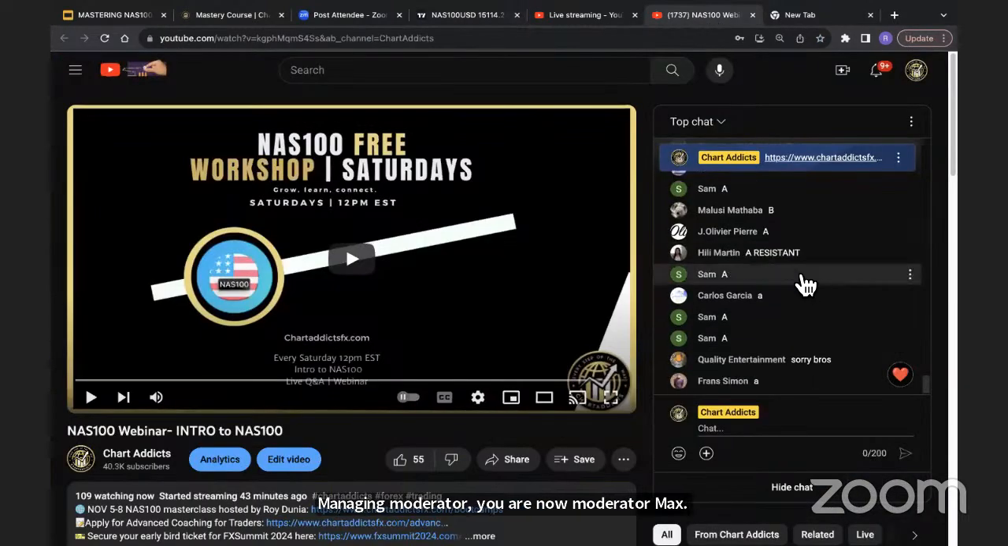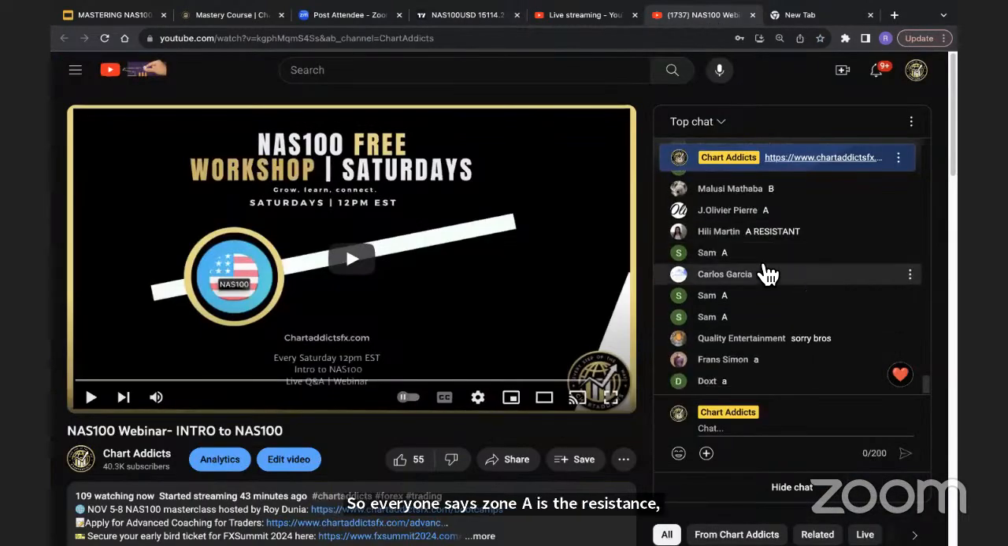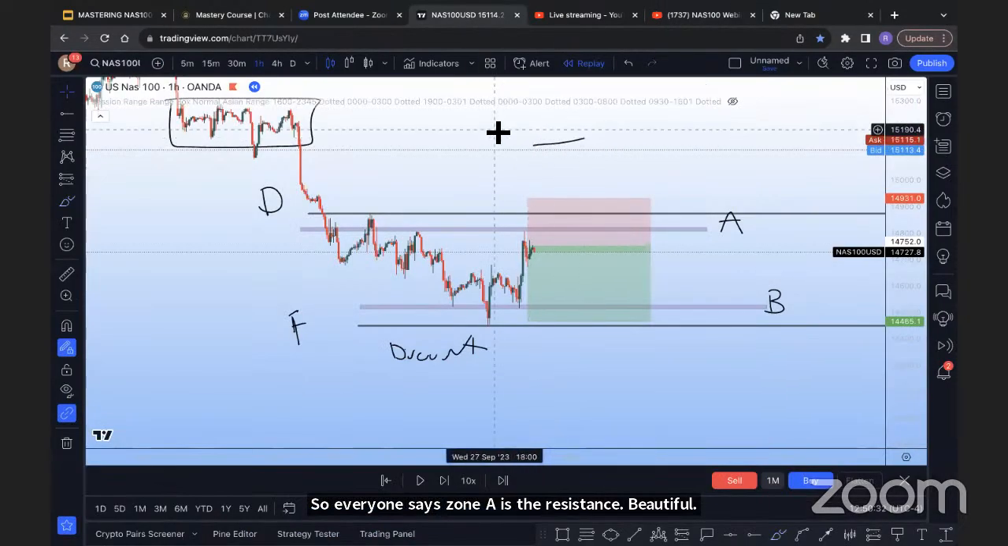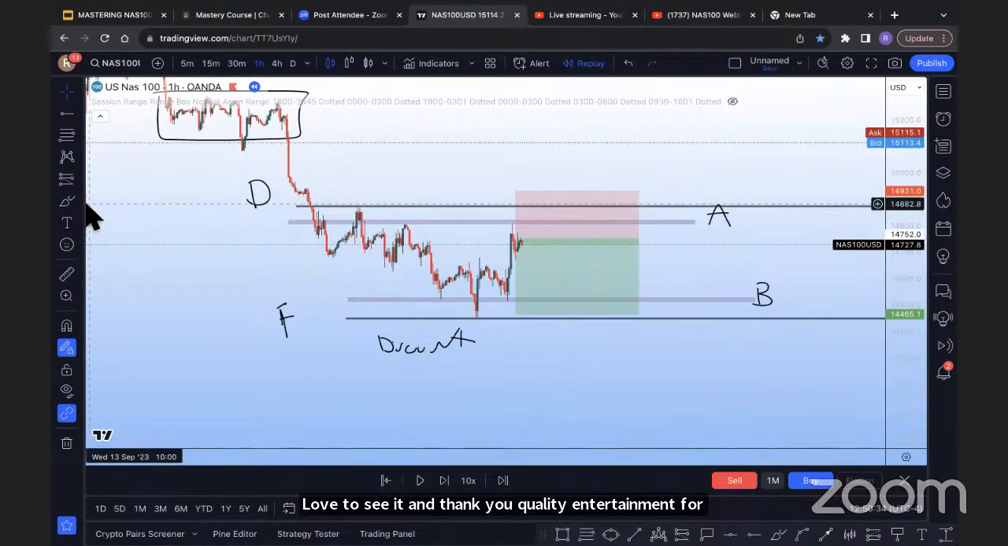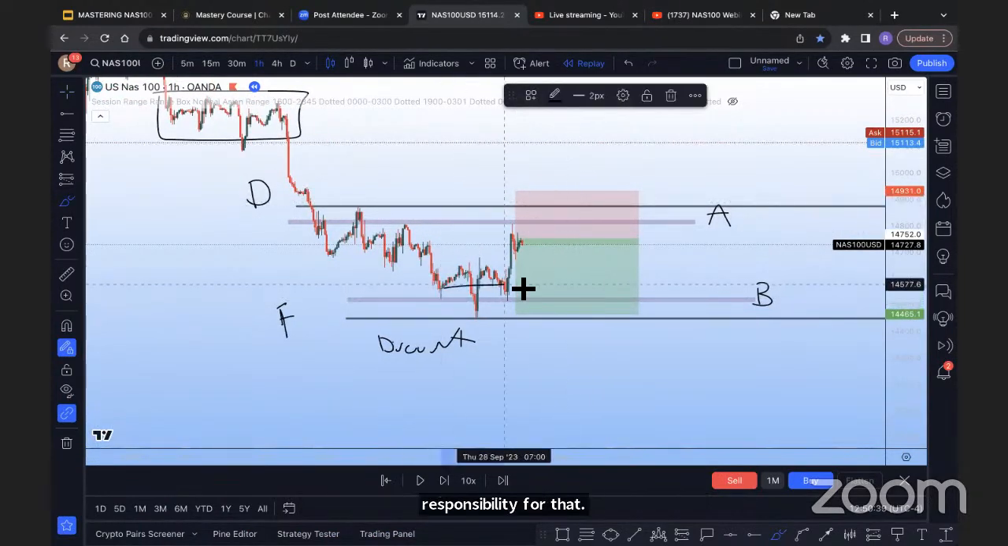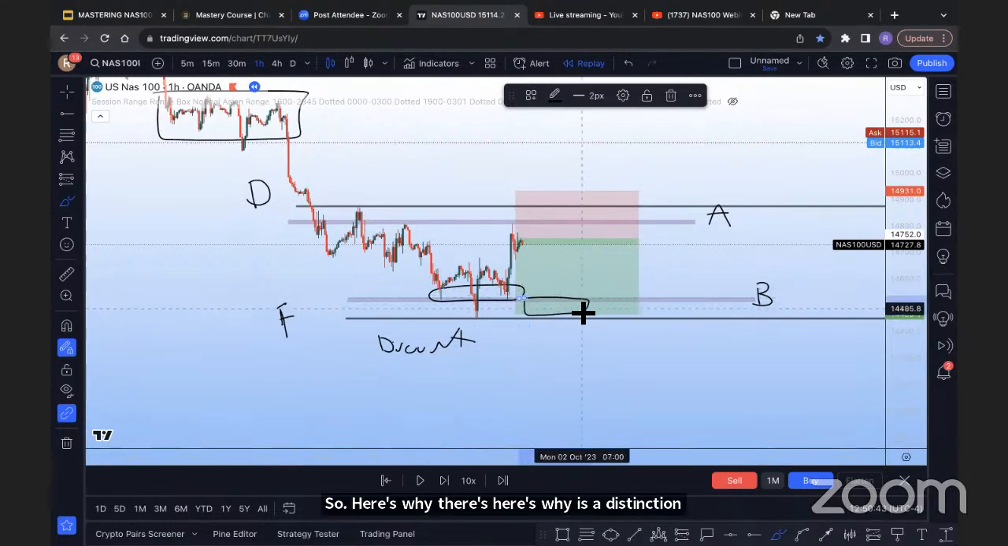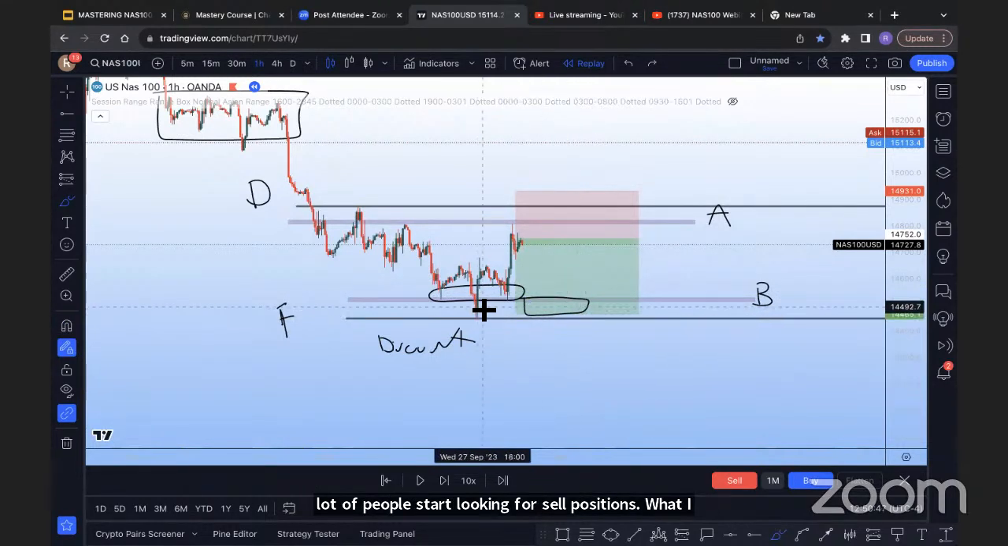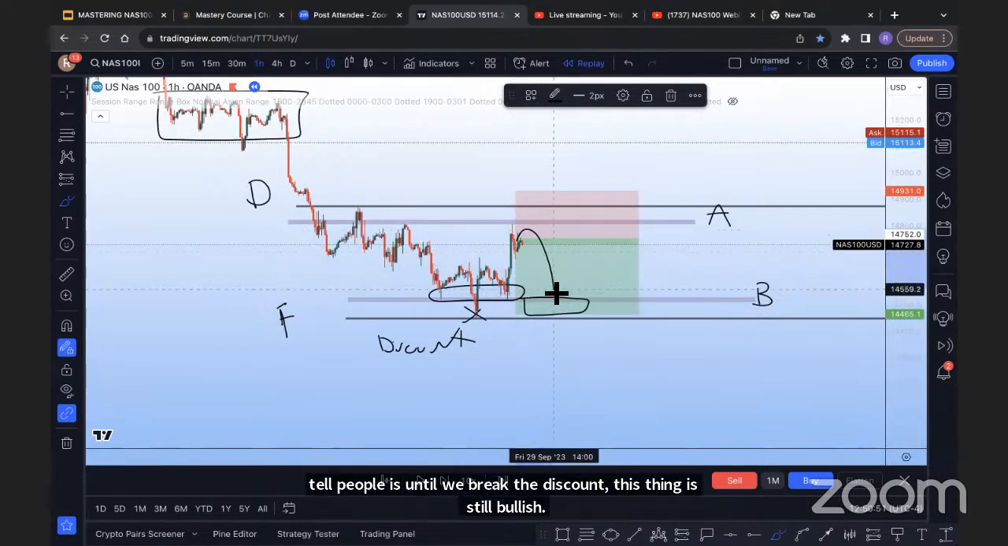So everyone says zone A is the resistance. Beautiful. Love to see it. And thank you, Quality Entertainment, for stepping up, being a man, and accepting the responsibility for that. So here's why there's a distinction. Here's your support level. Most of the time when the market breaks under support, a lot of people start looking for sell positions. What I tell people is until we break the discount, this thing is still bullish. The support level is where your retests are most likely going to be, though.